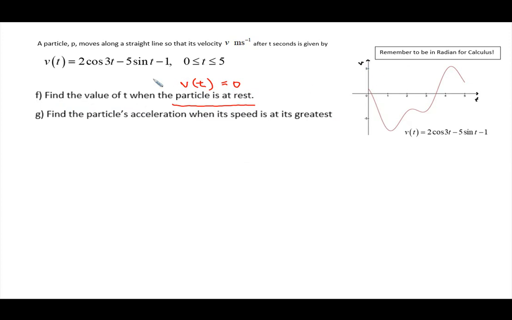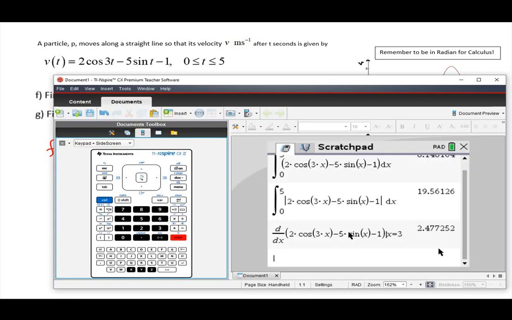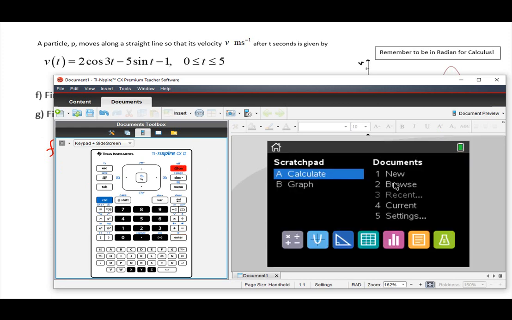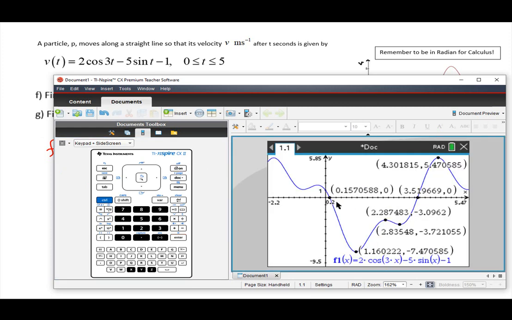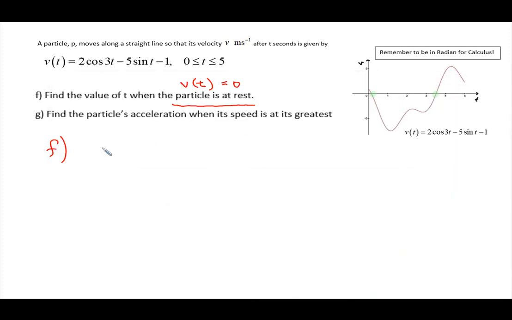So we're actually working with the velocity graph. This represents velocity. So when is the velocity equal to 0? Well, 0 is right here, so it's basically the x-intercepts. For part F, going back to our graph, I had graphed it on the Inspire. Our x-intercepts were 0.157 and 3.52.